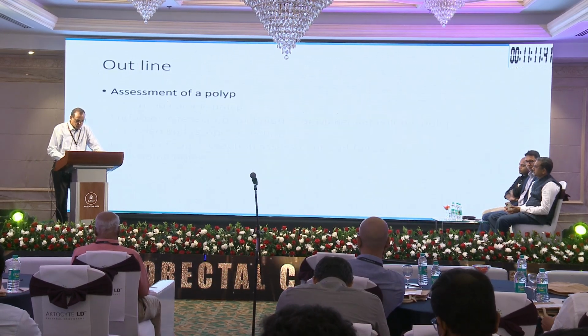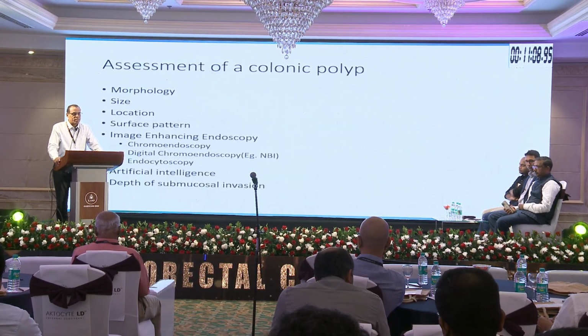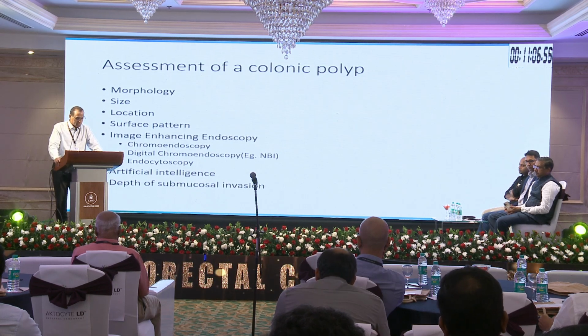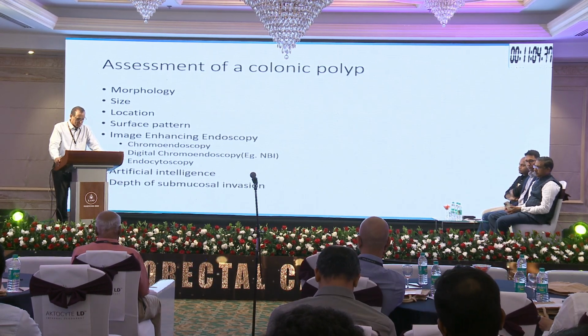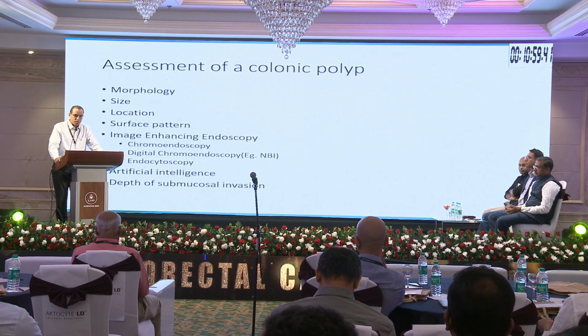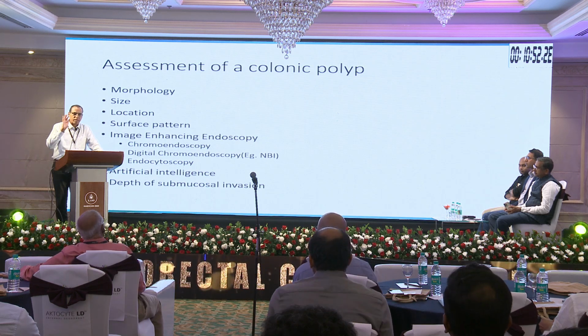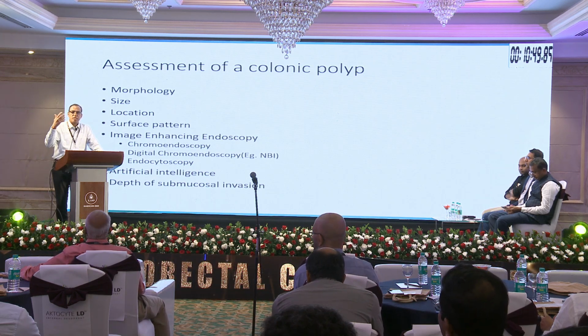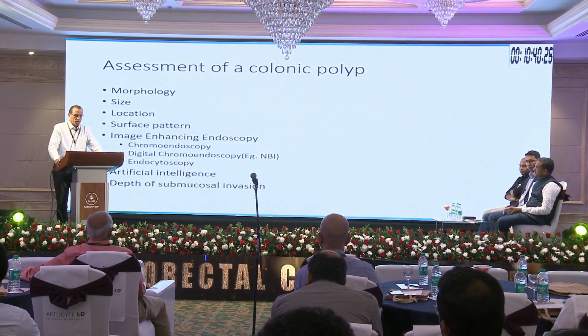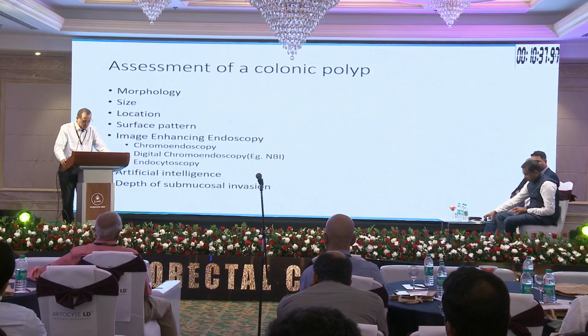When you assess a polyp, there are different varieties of tests which we can do. One is that you look at the morphology, size, location, etc. And I think the most important thing is the surface pattern. We have a very good technique of looking at that, which is image-enhanced endoscopy. We have chromoendoscopy, where you spray dyes, or digital chromoendoscopy, where the computer itself defines the pattern, for example NBI. Then we have higher magnification systems, magnifying endoscopy, or something called endocytoscopy.